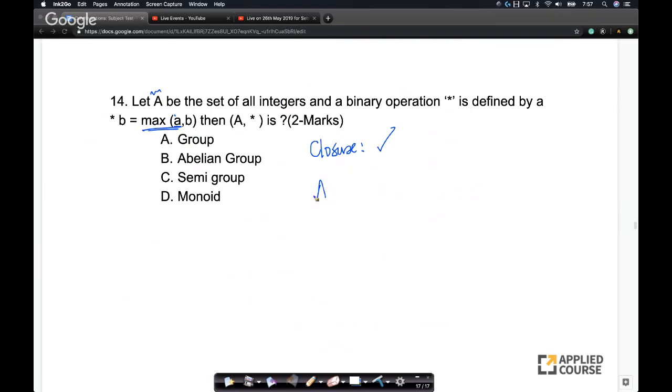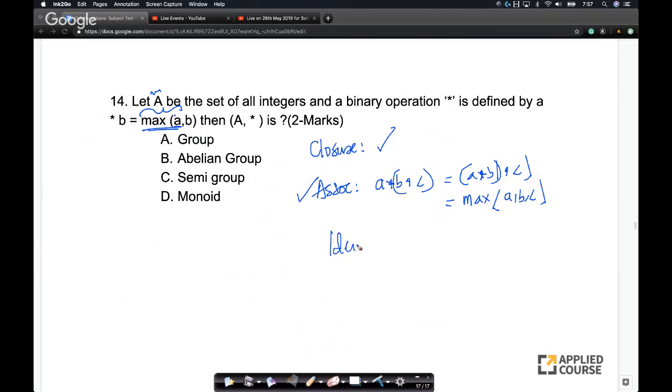What about associativity? Actually, you can also show associativity because you can show that (A star B) star C equals A star (B star C). Again, we have shown this in the course videos, it is equal to max of these 3 elements, A, B, C. So both sides are equal, because the max function is associative. Hence, this is associative. The challenge here comes to identity.